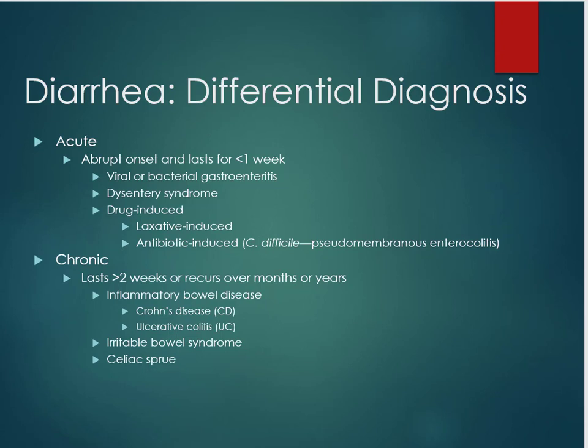So with acute diarrhea under the differential diagnosis, it's going to be something that has an abrupt onset and lasts for less than 1 week. That could be related to a viral or a bacterial gastroenteritis. It could be a dysentery syndrome, or it could be drug-induced by laxatives or antibiotic-induced. So we always have to be aware of the potential for C. diff if a patient has been on antibiotics recently.